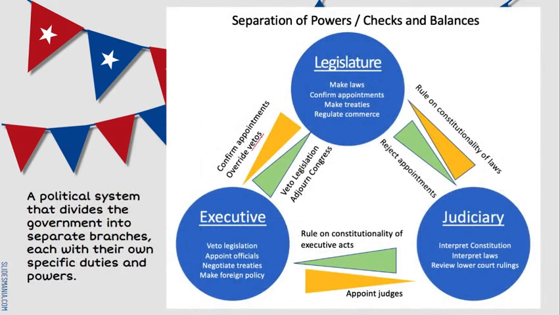We also have the separation of powers, which is a political system that divides the government into the separate branches, each with their own specific duties and powers. Please feel free to take a moment to pause the video and look over the different separations of powers. But as you can see, the executive branch, the president, can veto the legislative branch, and they can confirm and override vetoes. Whereas the legislative branch can reject the appointments of the judicial branch, and the judicial branch can say that the laws being made in the legislative branch are unlawful, and so on and so forth.